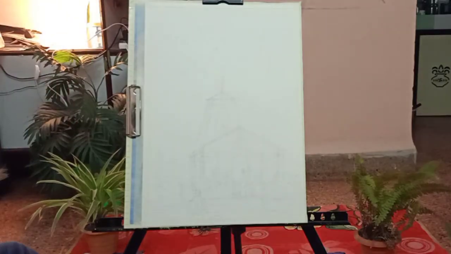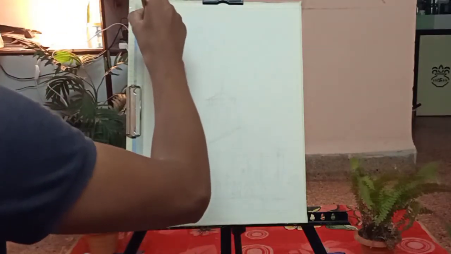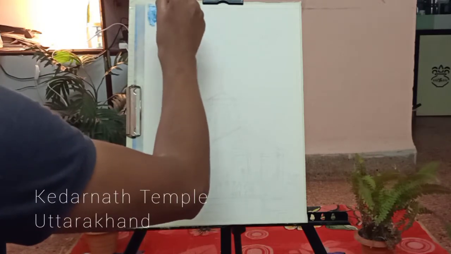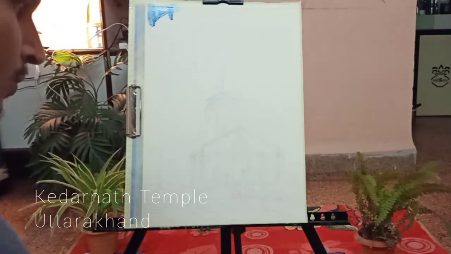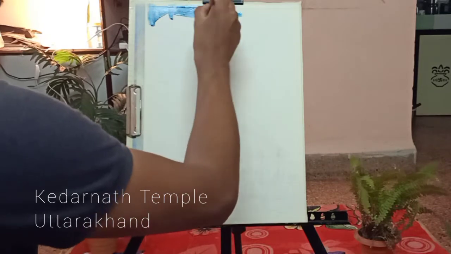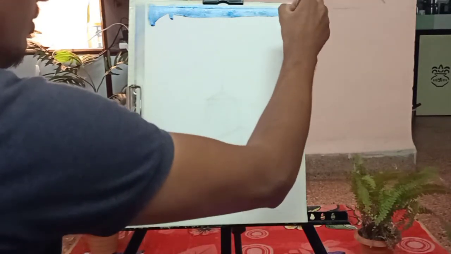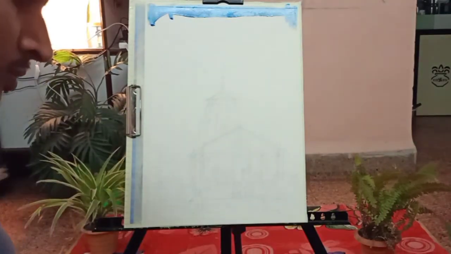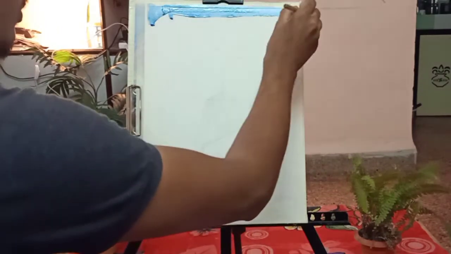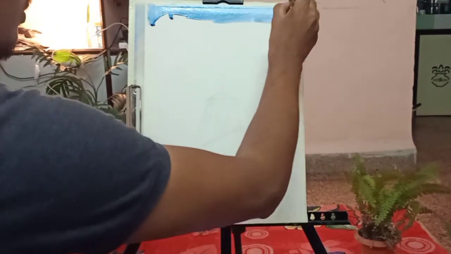So today we are going to paint one landscape painting, and the subject of our painting is the Kedarnath Temple, which is in Uttarakhand. In this landscape painting, we have a lot of objects, like the mountains, which are surrounding the temple.